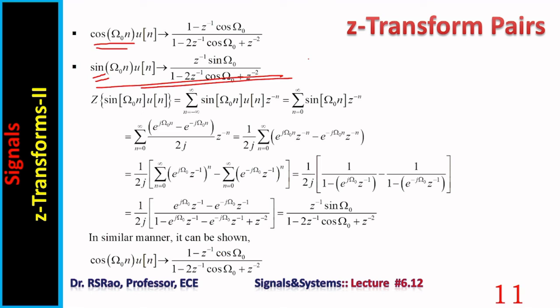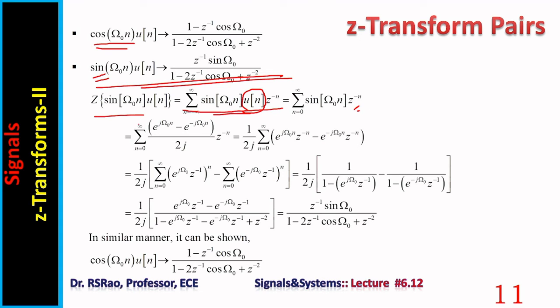We consider sine and try to determine its z transform. The z transform of sine omega naught n u of n is equal to the sum from n equal to minus infinity to plus infinity of sine omega naught n u of n z power minus n. This is the defining relation. It becomes the sum from n equal to 0 to infinity, since u of n is 0 on the negative time side, so we need not add from minus infinity to 0; that addition is more than what is required. So it becomes the sum from n equal to 0 to infinity of sine omega naught n multiplied by z power minus n.